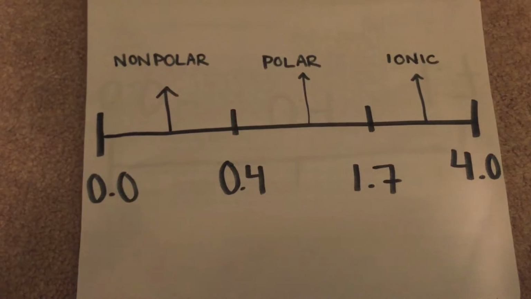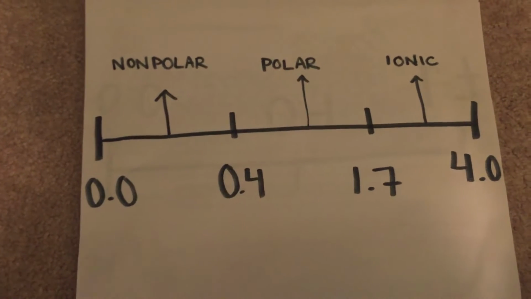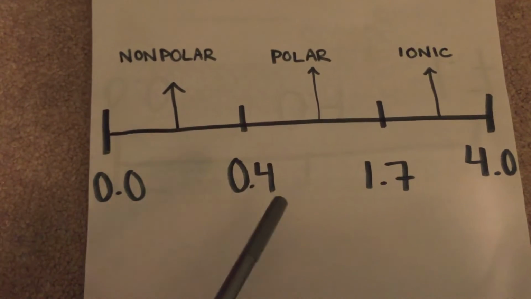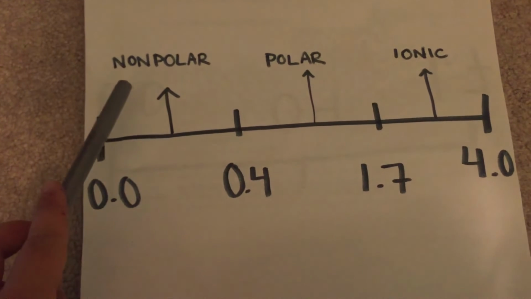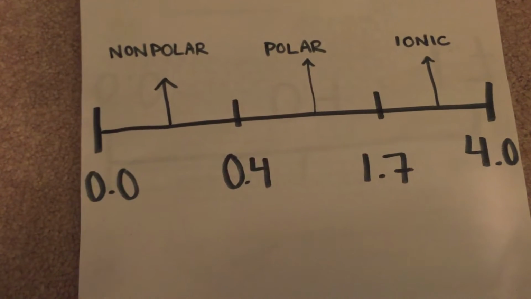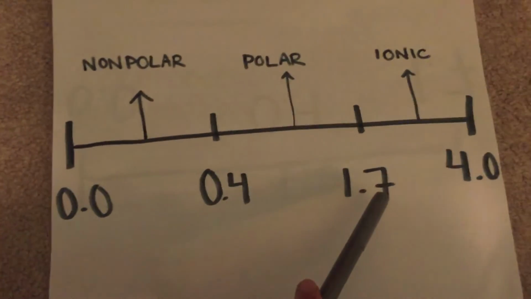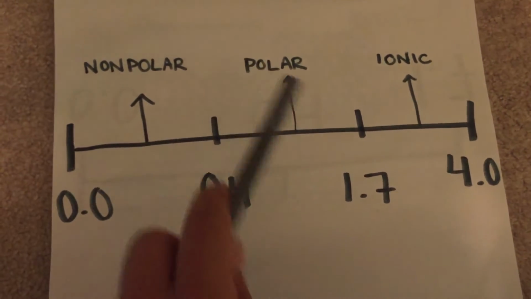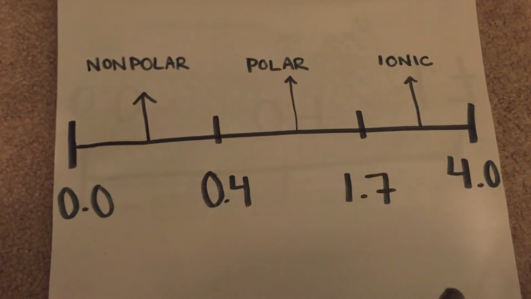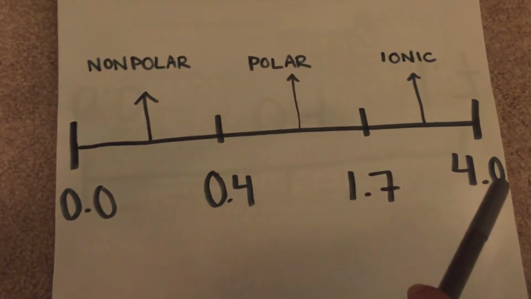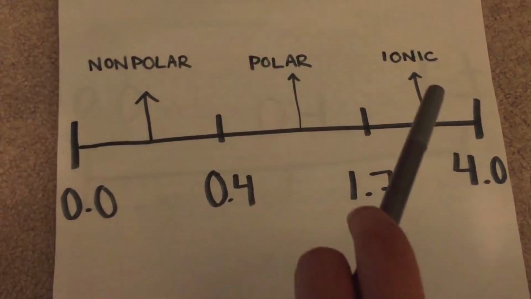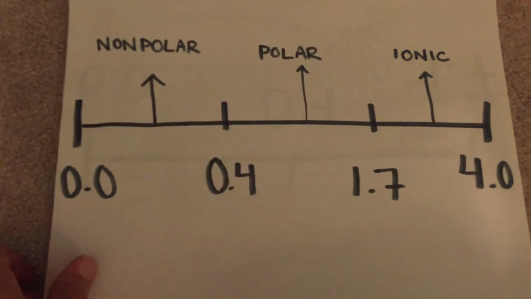And so if the electronegativities of an atom or atoms is between 0.0 and 0.4, it is classified as nonpolar. If the electronegativity is between 0.4 and 1.7, it is classified as a polar molecule. And finally, if it is between 1.7 and 4.0, it is classified as ionic.